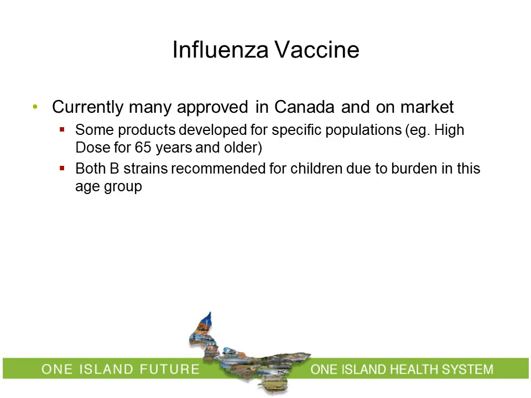Currently, there are many approved influenza vaccines in Canada and on the market. Some products are developed specifically for populations such as 65 years and older, which includes your high-dose influenza vaccine. And quadrivalent vaccine is recommended for children 6 months to 17 years of age due to the fact that it includes both B strains, which are recommended for children due to the burden of disease in this age group.